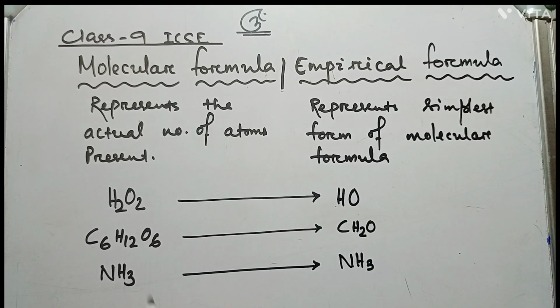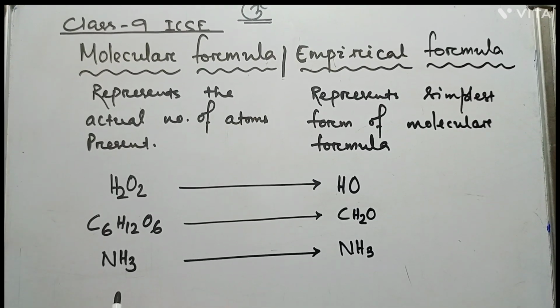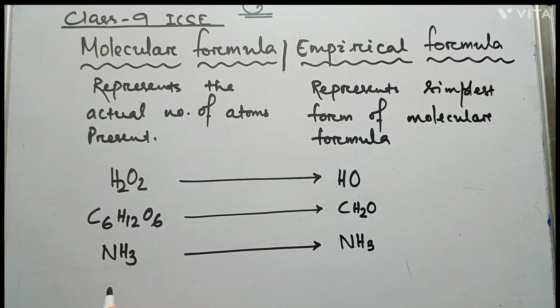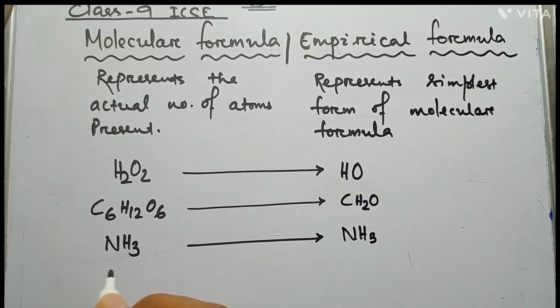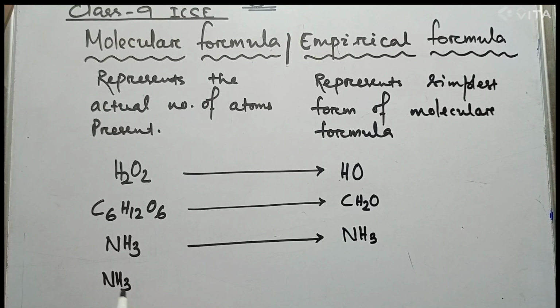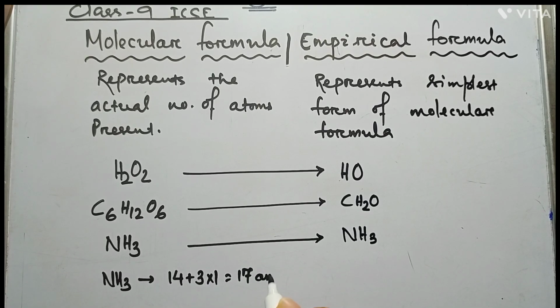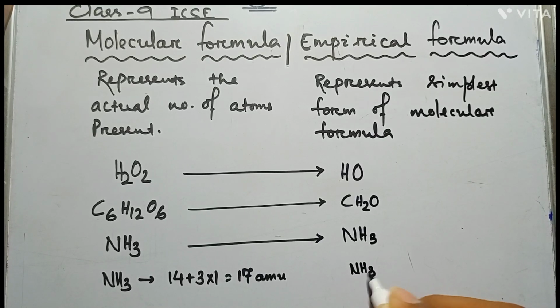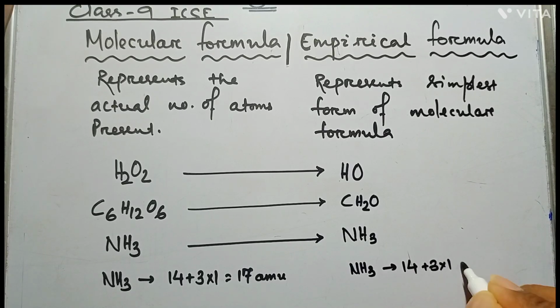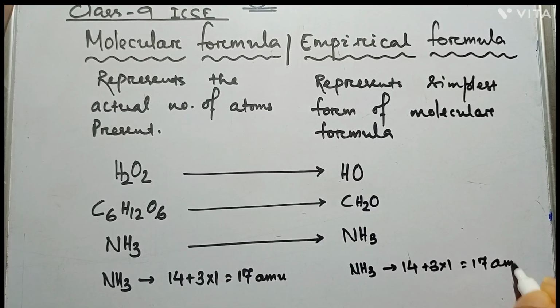From this we can calculate the molecular formula mass and empirical formula mass also. Now let's take an example, that is NH3. So the molecular mass will be 14 plus 3 into 1, equal to 17 AMU. And here the empirical formula mass will be the same, because the empirical formula is also the same: 14 plus 3 into 1 equal to 17 AMU.